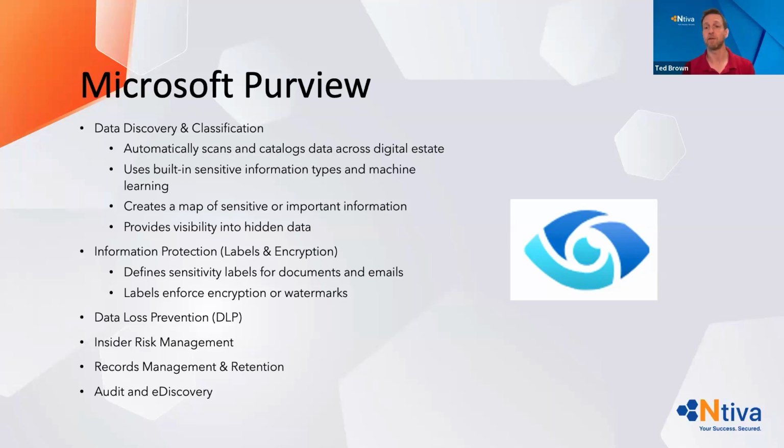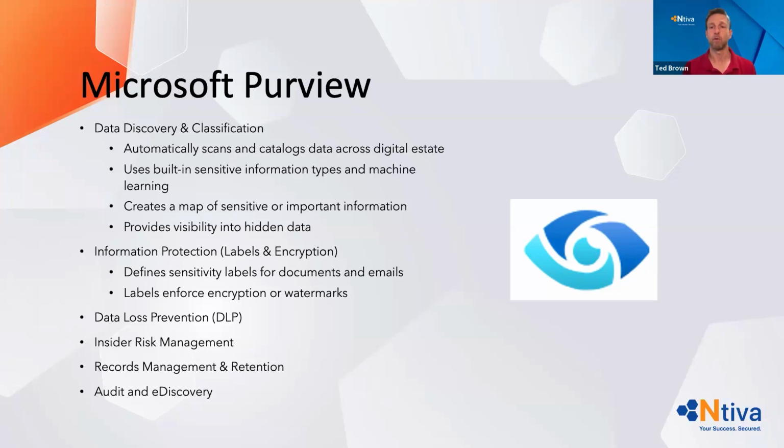For example, a document labeled confidential can be automatically encrypted so only internal employees can open it. Purview provides a unified labeling system that works across Office apps, SharePoint, Exchange, helping ensure data is handled properly wherever it goes. Now, also with Microsoft Purview, it has data loss prevention, or DLP.